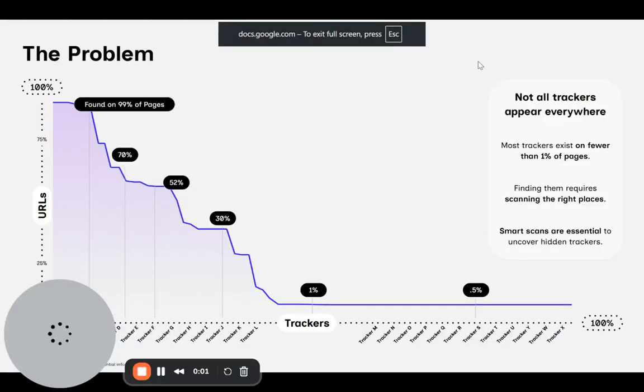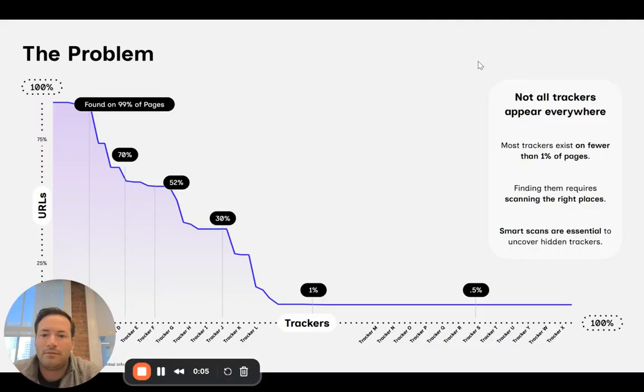Okay, we're going to spend a little bit of time talking about why your cookie scanner probably isn't that great. There are a couple of problems in this whole arena. The first one is just the general long tail problem around what trackers exist on your website and where they exist. This graph is taken from a real customer.